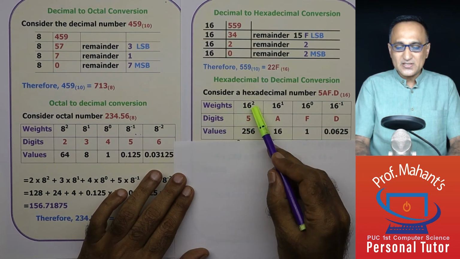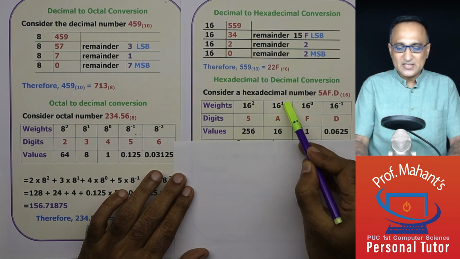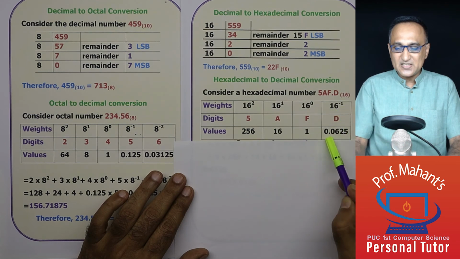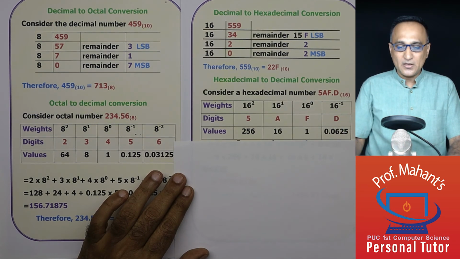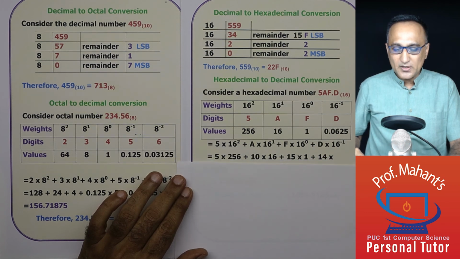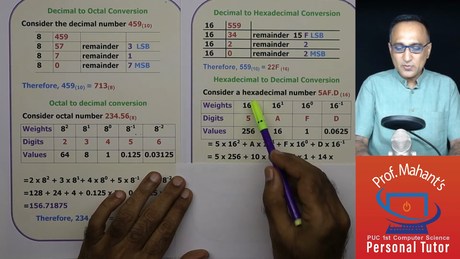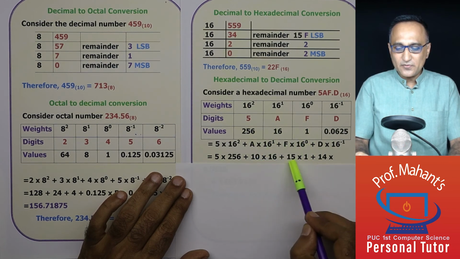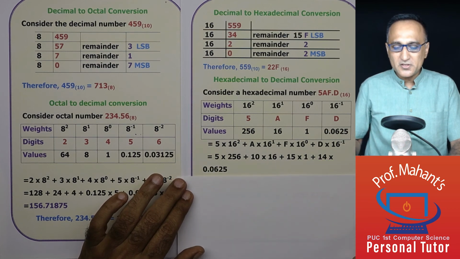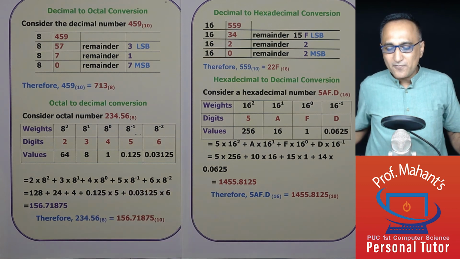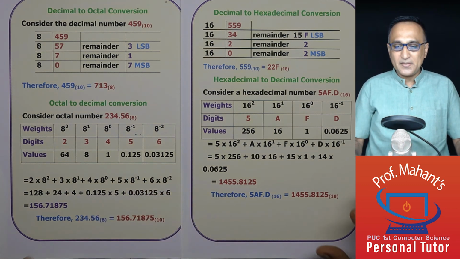If you see the values here, 16 square is 256, 16 raised to 1 is 16, 16 raised to 0 is 1, 1 upon 16 is 0.0625. Now I can multiply 5 into 256, A into 16, F into 1, D into 16 raised to minus 1, which is 5 into 256 because 16 square is 256, A is nothing but 10, 10 into 16, F is 15, 15 into 1 plus 14 into 0.0625. When you multiply all of this and add, you're going to get 1455.8125 to the base 10.